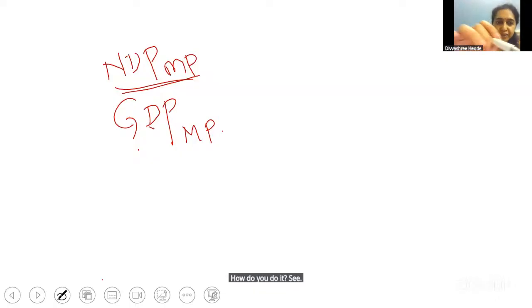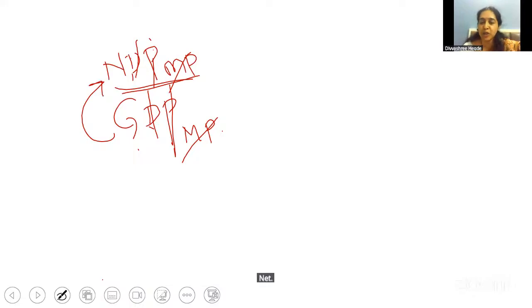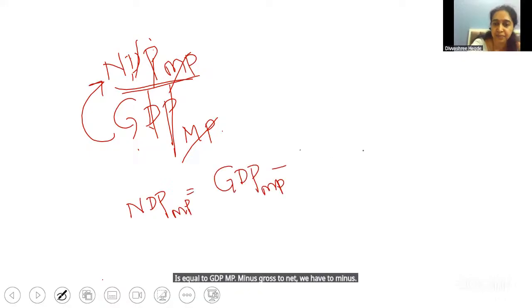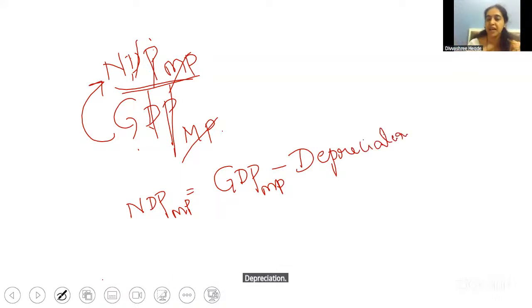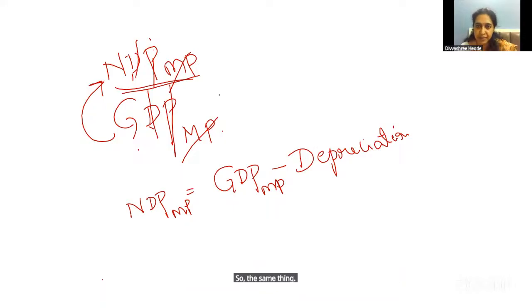See what you have to change. What are the common letters here? D is common. P is common. MP are common. So you just have to convert gross into net, and I have already told you how to convert gross into net. NDP-MP is equal to GDP-MP minus depreciation. Are you able to understand? So how do you arrive at NDP-MP from GDP-MP? GDP-MP minus depreciation. Am I clear to you? Yes, ma'am. So the same thing.